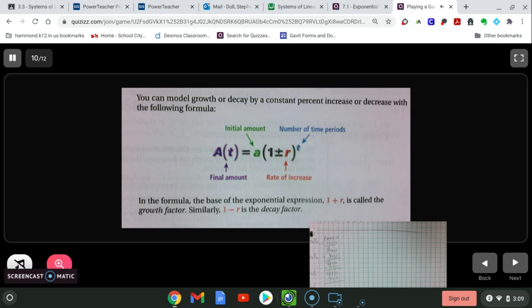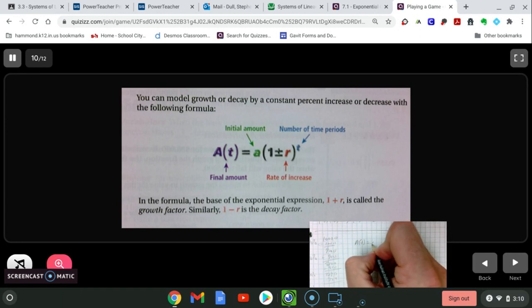All right, so go ahead and pause the video and write this formula down. The model of growth or decay by a constant percent increase, which is what we just talked about. A of t equals A times 1 plus or minus r raised to t. And so you can see here that A of t is your final amount. Little a is your initial amount. Your growth or decay factor happens here because we're either adding or subtracting the percentage increase or decrease from 1, and then the number of time periods here.